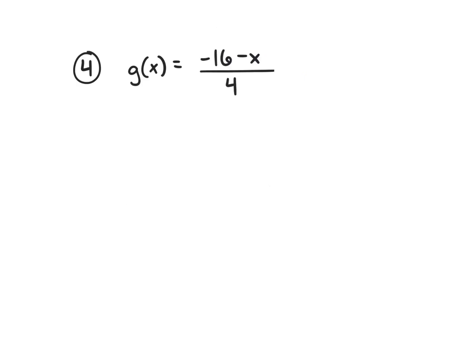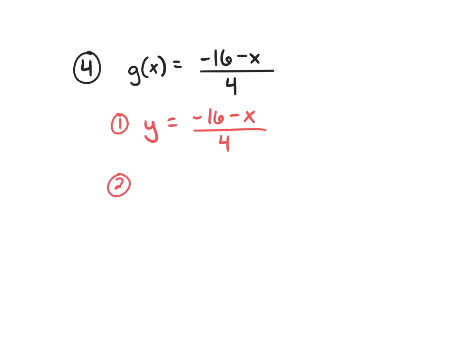All right, so same thing on number 4. We want to follow our 3 steps to find the inverse. I'm going to outline them again. What's our step 1? Change that g of x to a y. Remember, it doesn't matter what letter or function this is. It can always change to y. So y equals negative 16 minus x over 4.